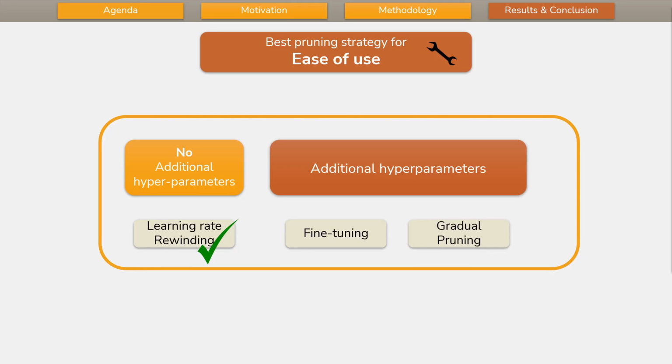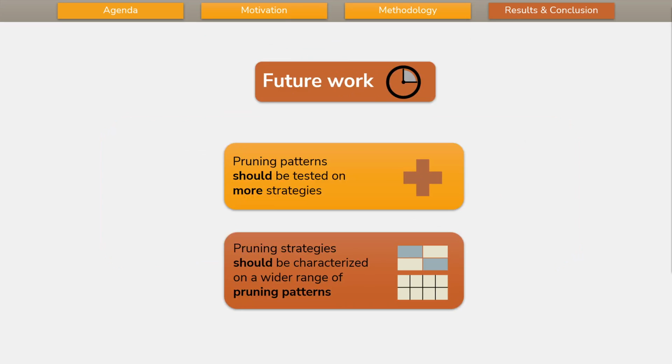additional hyperparameters. To end off, given the changing performance characteristics of a pruning pattern when paired with different pruning strategies, we recommend that patterns in development be characterized on a larger variety of pruning strategies in order to allow for a more robust evaluation of its performance.